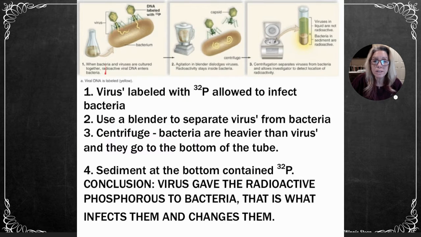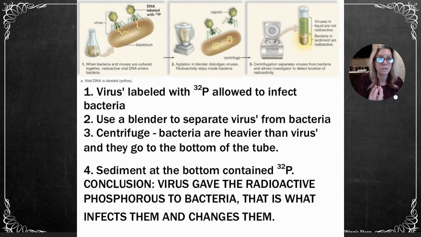So here you can see this experiment when they had viruses, and you can see the nucleic acid is just colored yellow for simplicity in explaining this. And so when they allowed those bacteriophages enough time to infect the bacteria, and these phages are not drawn to scale, they're way, way too big. Okay, they would allow it to infect, and then they would want to separate the virus from the bacteria. So they put it in a blender, I kid you not, and it would separate the viruses from the bacteria.